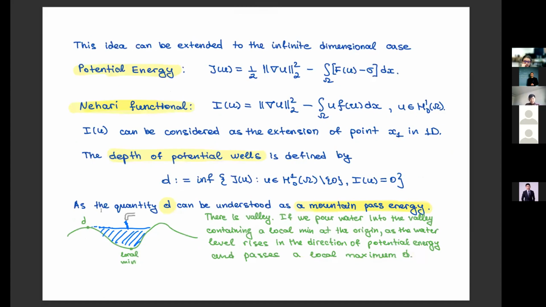Also, this depth of the potential well can be understood as the mountain pass energy or mountain pass level, where, for example, if we have some valley, and we pour water into the valley containing a local minimum region, the water level rises in the direction of the potential energy, and it passes at the local maximum first from here. So that's why we call it the mountain pass energy. It's this kind of simple example.